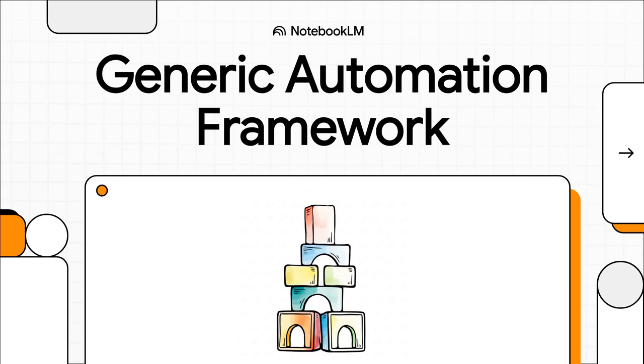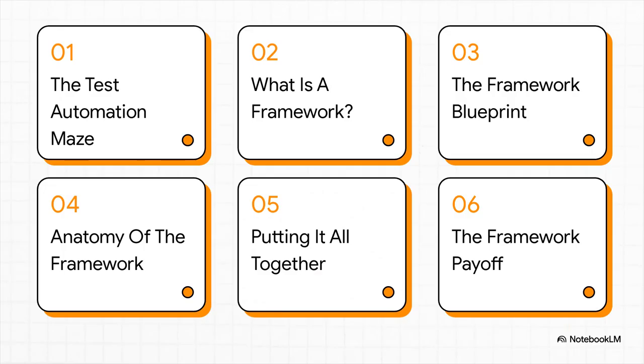Let's jump right in. So here's our game plan. We'll start by getting lost in what I call the test automation maze. Then we'll find our way out with the solution, the framework itself. After that, we'll look at the blueprint, check out its anatomy, see how it all clicks together, and finally, talk about the big payoff, why all this effort is so worth it.